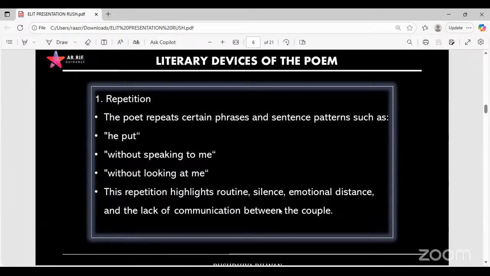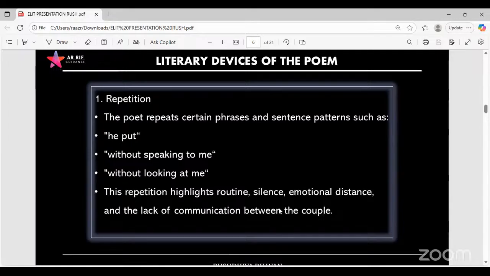The poet repeats the structure of the lines. You all can see the repetition. The poet repeats certain phrases and sentence patterns such as he put, without speaking to me, without looking at me. So this repetition highlights routine, silence, emotional distance, and the lack of communication between the couple.